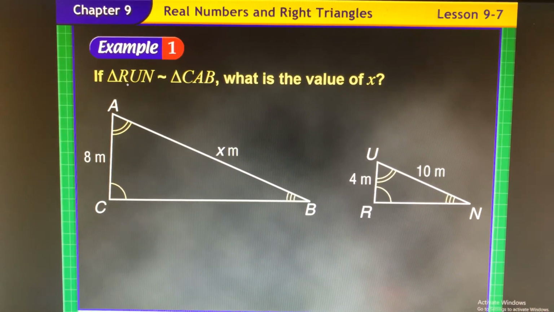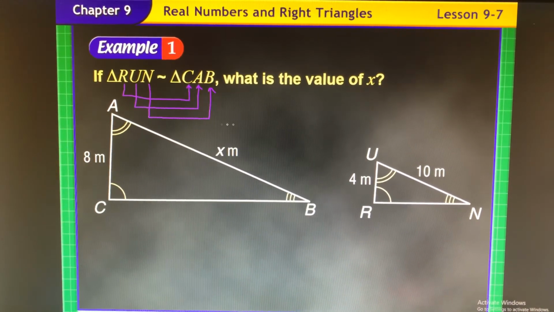Now, if you looked at this, I didn't even need to look at the triangles, because if you match it up when you identify it, you have matched up the sides and the angles. So you can see that angle R is corresponding to and congruent to angle C. Angle U is corresponding to and congruent to angle A, and angle N is corresponding and congruent to angle B. So it matches up. So they are similar triangles because of that.